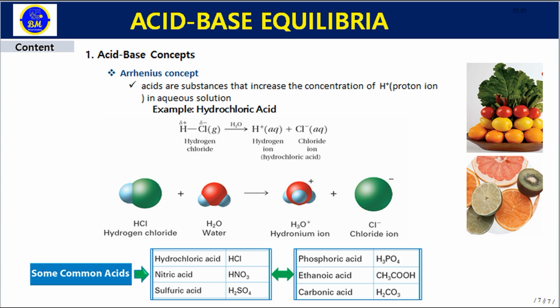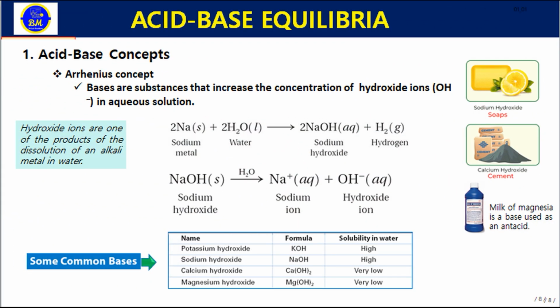In the other case, how can we define base based on the Arrhenius concept? Acids produce H+ or proton. In this case, bases produce hydroxide ion or OH-. When sodium or active metals react with water, most of the time bases are produced. So in this solution there is hydroxide ion. The production of hydroxide ion in this reaction is represented by the Arrhenius concept. In general, bases are substances that increase the concentration of hydroxide ion. So these are the terms of acid and base based on the Arrhenius concept.